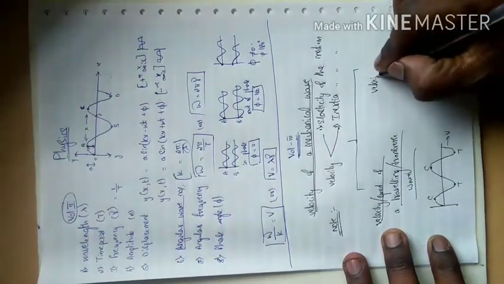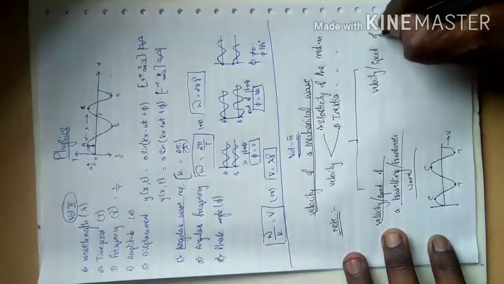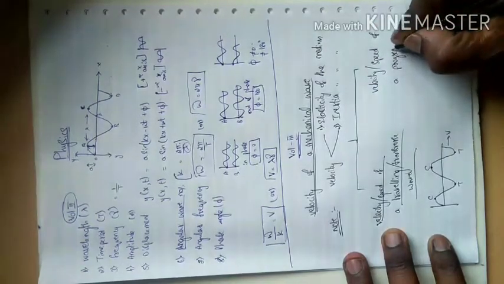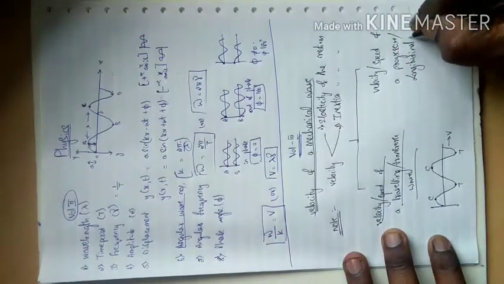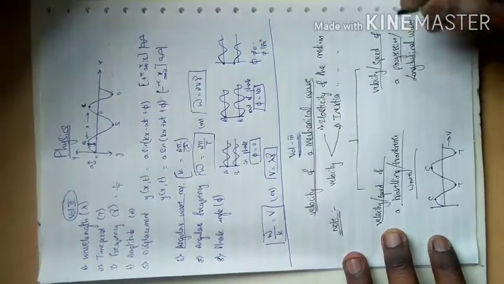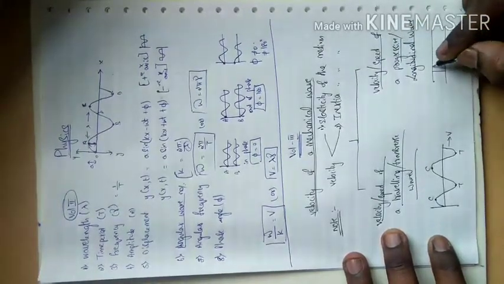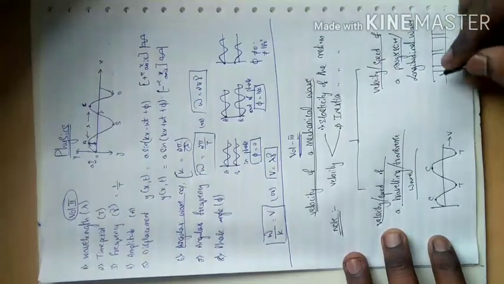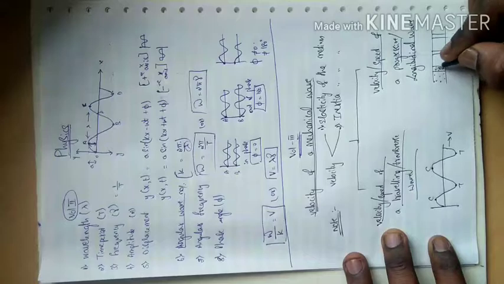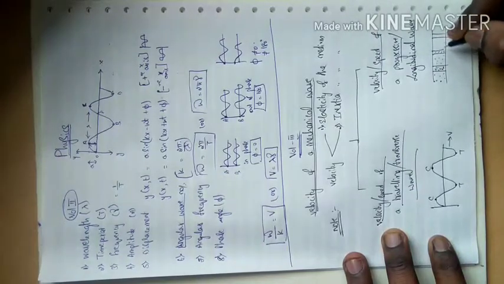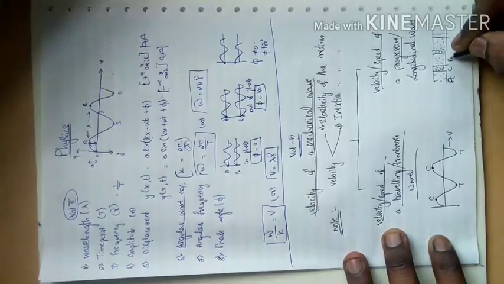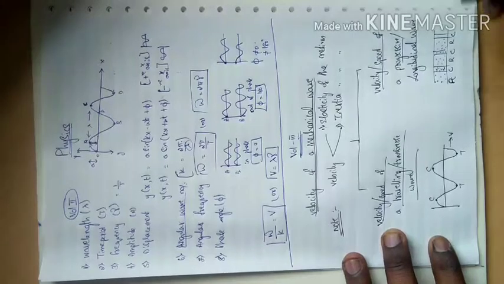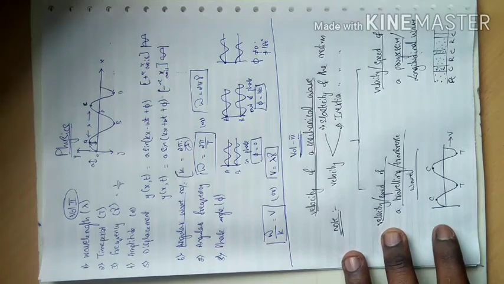Next we are going to find out the velocity or speed of a progressive, otherwise longitudinal, wave. This is an air column. Air is divided in the form of segments. This is called rarefaction, and this is called compression: rarefaction, compression, rarefaction, compression. In longitudinal waves you can see compression and rarefaction. In transverse waves you can see the crest and trough.